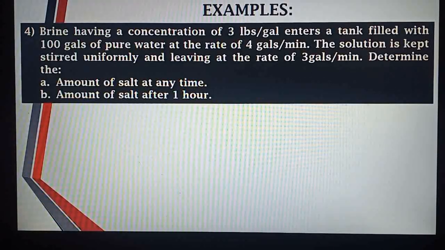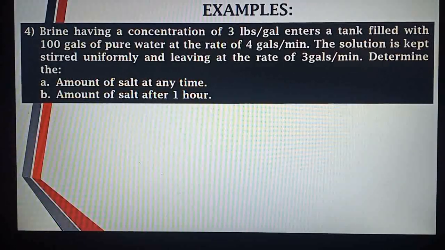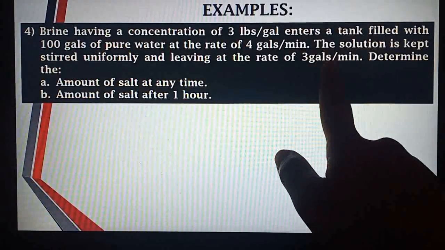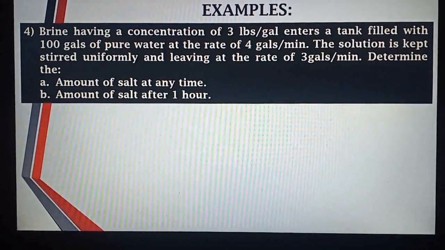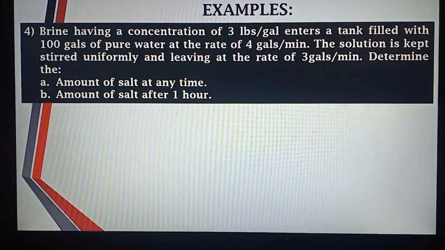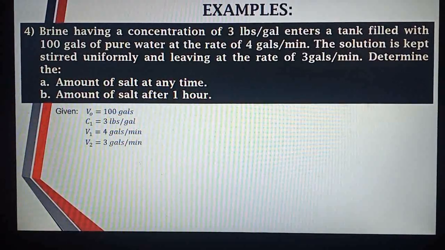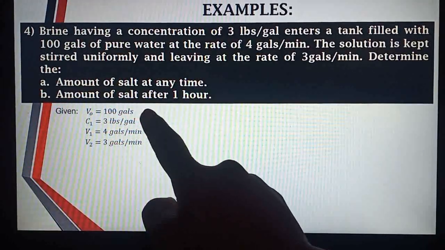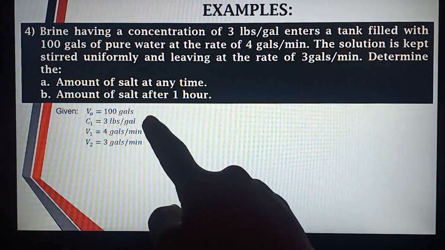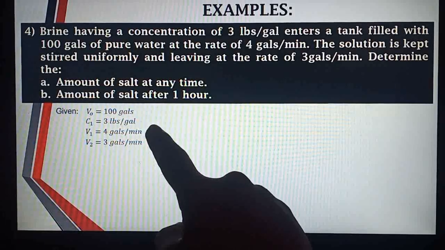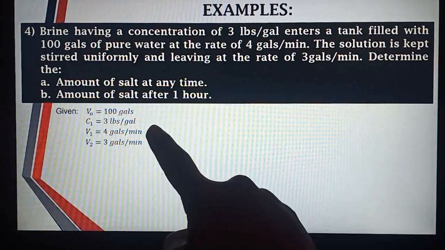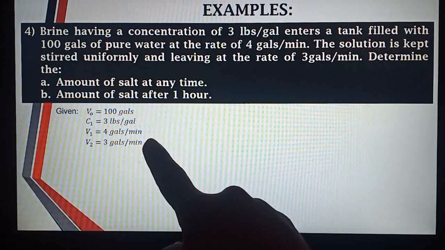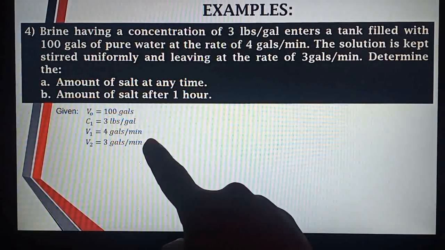So in this case, yung na-encounter natin kanina equals si V1 at si V2. Now in this problem, V1 is not equal to V2. Now let's see kung ano mangyayari kapag hindi equal si V1 at si V2. Now identifying the given, we have the initial volume which is 100 gallons. Then for the C1 or the input concentration, that is 3 pounds per gallon. Then the input volume rate is 4 gallons per minute. Then the output volume rate is 3 gallons per minute.